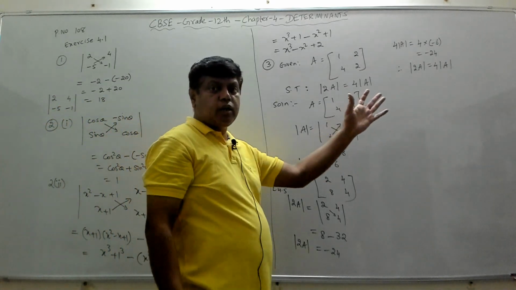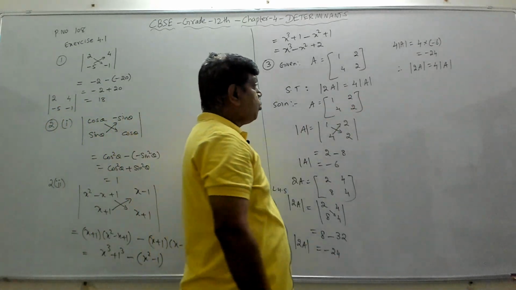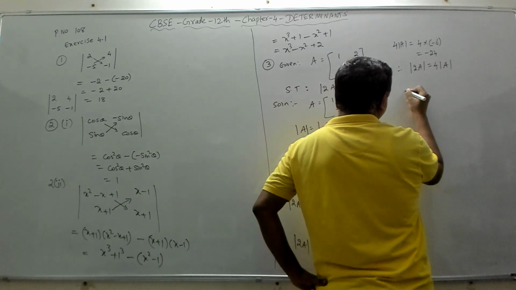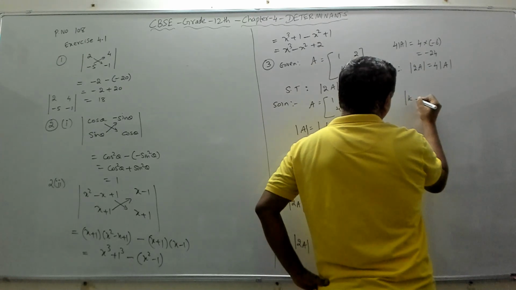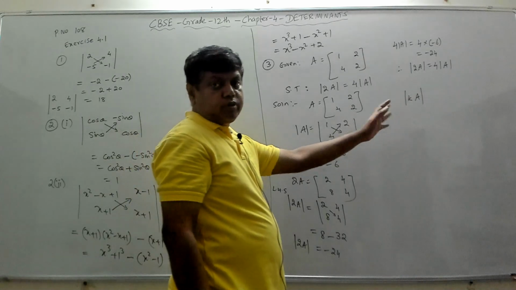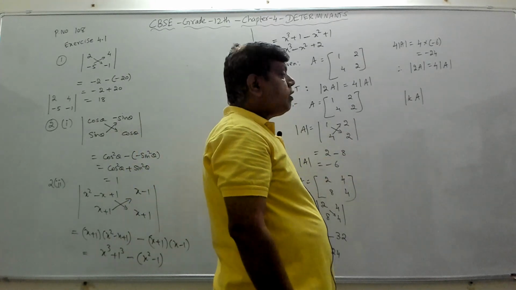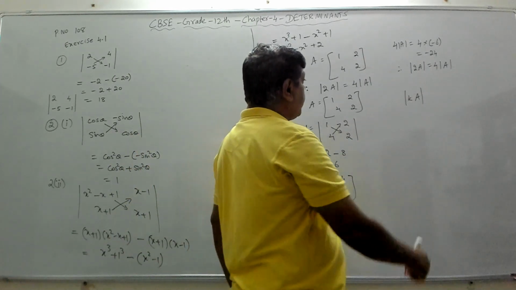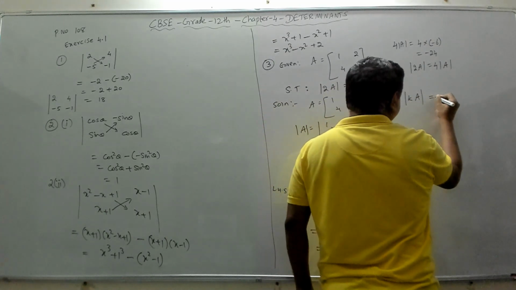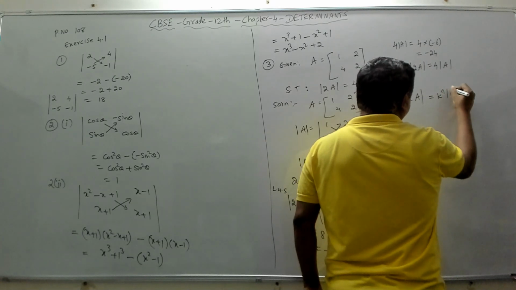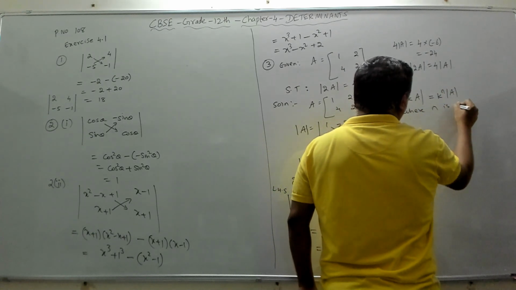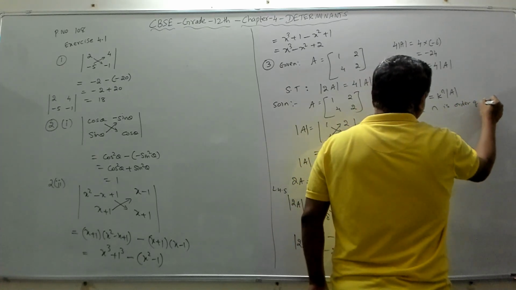Also, we have a general rule or formula which can be derived, which we often use to evaluate some of the determinants. So K into A, where K is a number. The determinant of KA matrix is the same as K power n into determinant of A, where n is the order of the matrix A.